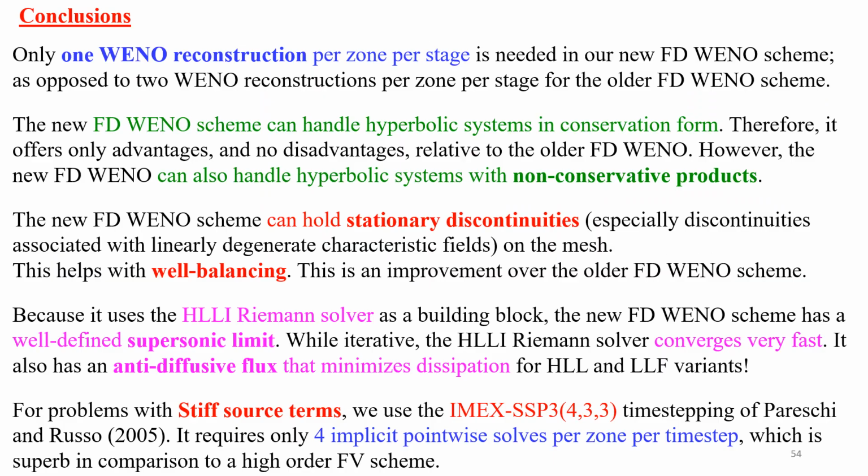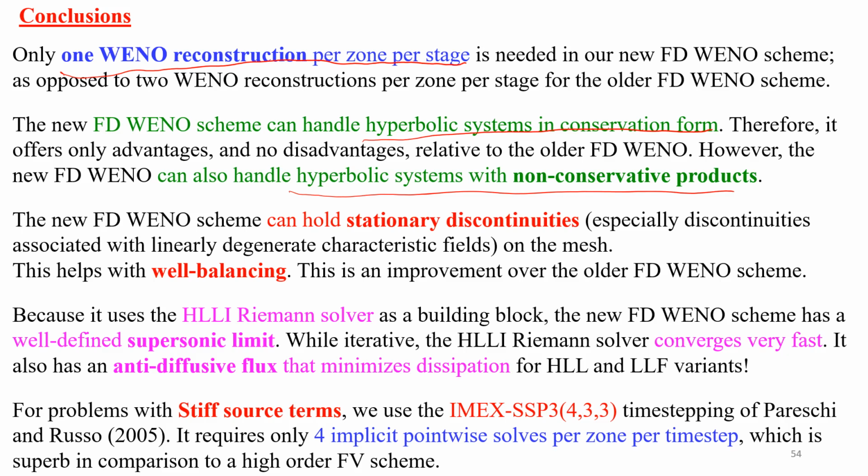And that brings us to our conclusions. Our conclusions are that we have a new formulation of finite difference WENO, where you can get by with one reconstruction per zone per stage, which is very different from using 2 reconstructions per zone per stage in the more classical finite difference WENOs that we've had before. We see that the method is perfectly proficient at handling hyperbolic PDEs which are in conservation form, but it has a further giant advantage that it can also handle hyperbolic PDEs which have non-conservative products, so that is a good thing.